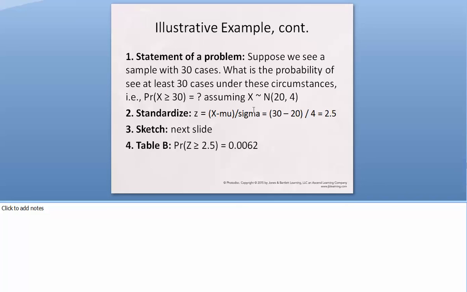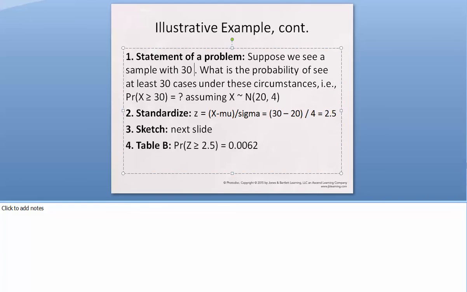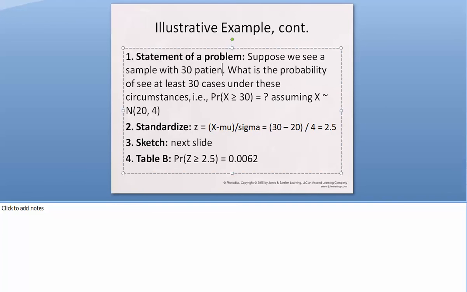So now here's an example. Suppose you have a sample with 30 patients. Actually, this should have been patients. I took this from the book. Maybe I should let the author know. What is the probability of seeing at least 30 cases under these circumstances?